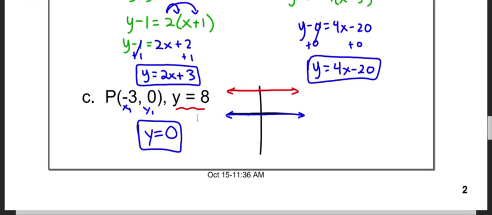So to make a line parallel to it that also passes through negative 3, 0, all we have to do is look at the y value. Remember we said for a horizontal line, the equation is y equals y1. Well, here's our y1, so y equals 0. And then we can draw that line.